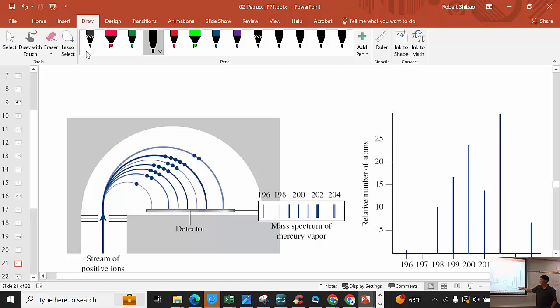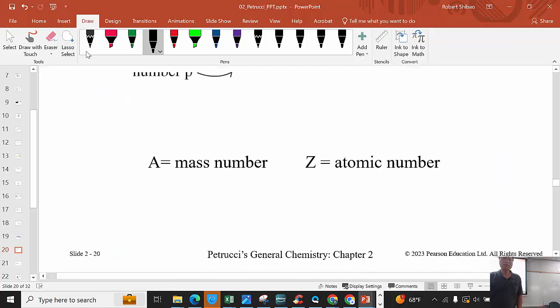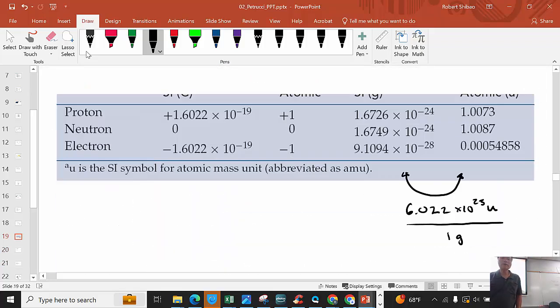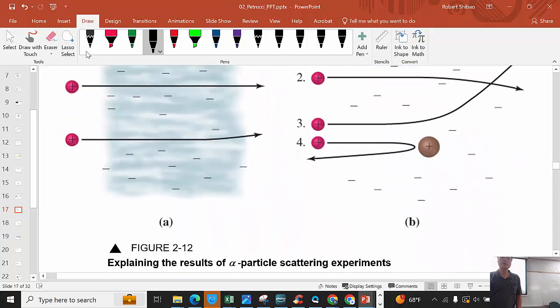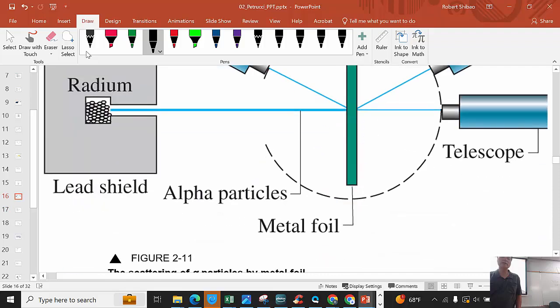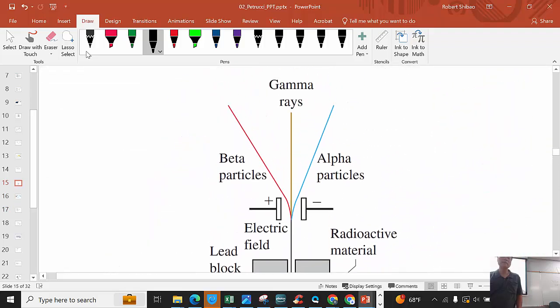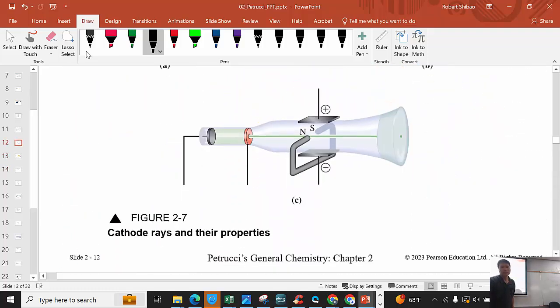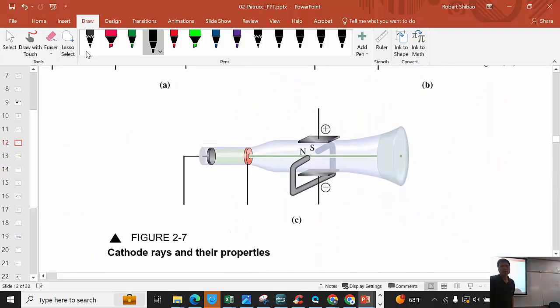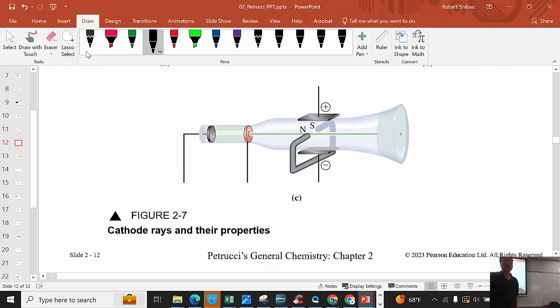You can see at 200.6 there are no atoms that strike there. That's because it's the average, not the individuals. So that's the mass spectrometer, and that's how we get isotopic masses. We don't get isotopic masses by adding up the masses of the protons, neutrons, electrons because of the mass defect. We get the masses by feeding them into a mass spectrometer and weighing them. So it's kind of the same physics as the cathode ray tube.